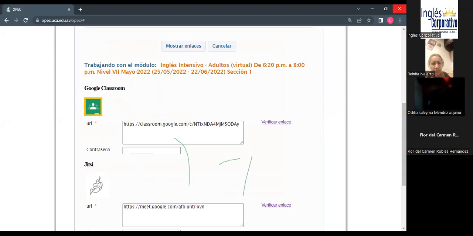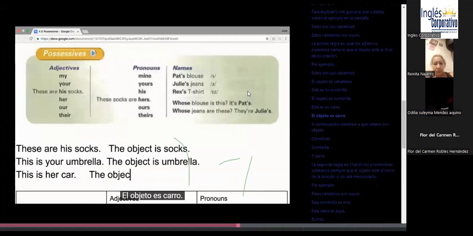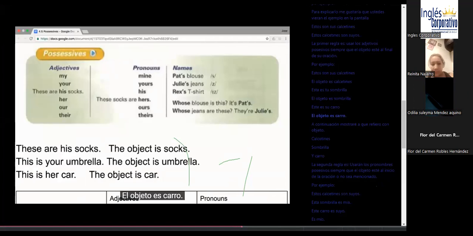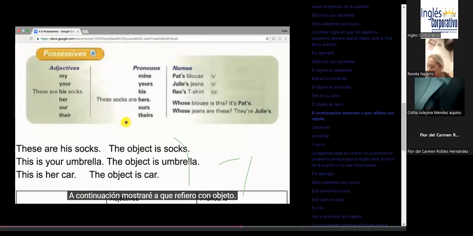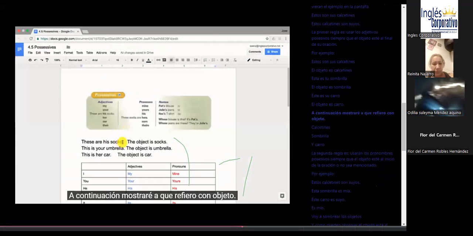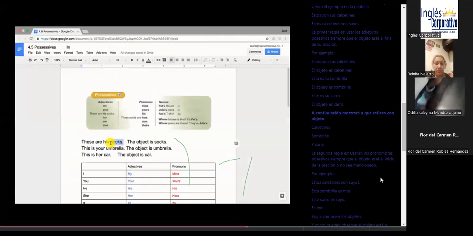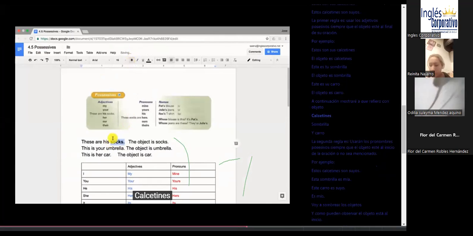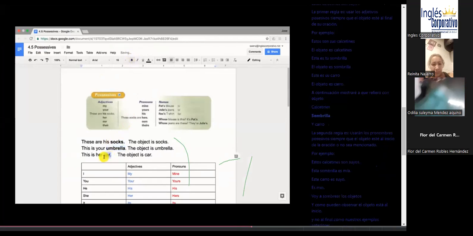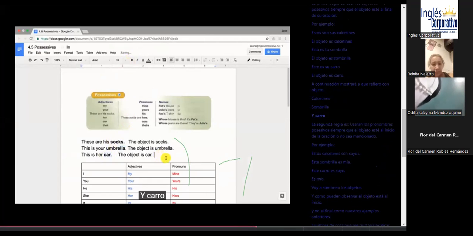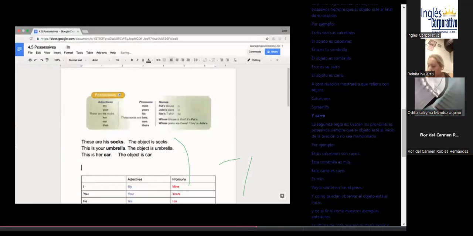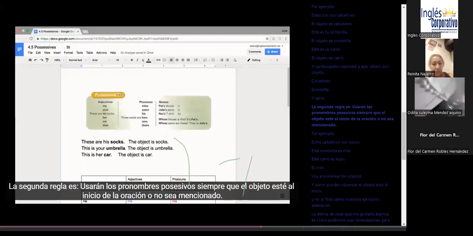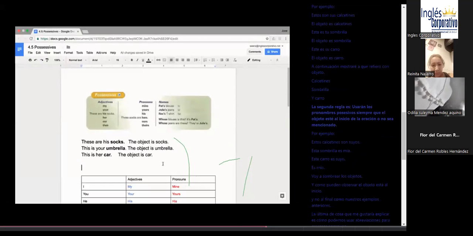This is her car. The object is car. And let me point out what I mean by object. Socks. Umbrella. And car. Now, you will use possessive pronouns whenever the object is at the beginning of the sentence or not mentioned at all.